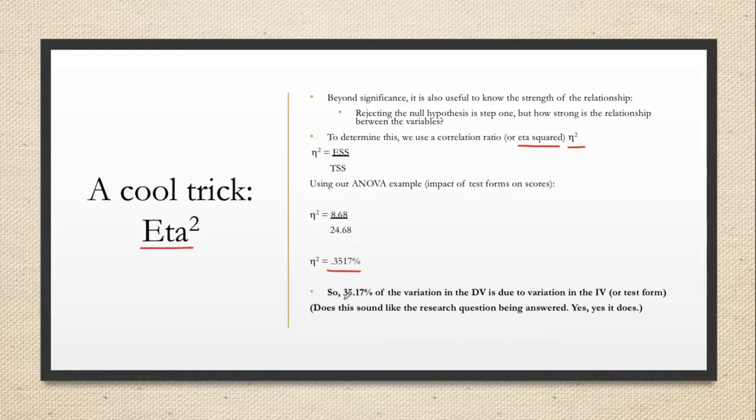Well, this number actually speaks in a language that is familiar to us. It basically says in percentage that 35.17% of the variation in the dependent variable, or test scores, is due to the variation in the independent variable, or the test form. Does this sound like your research question is being answered?